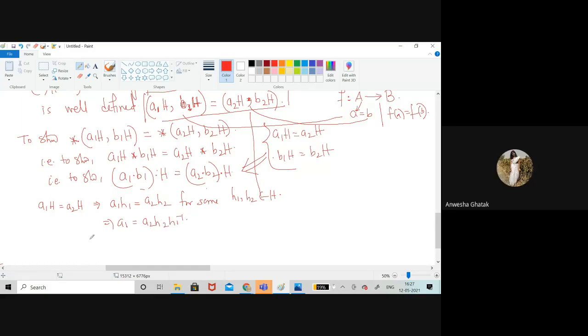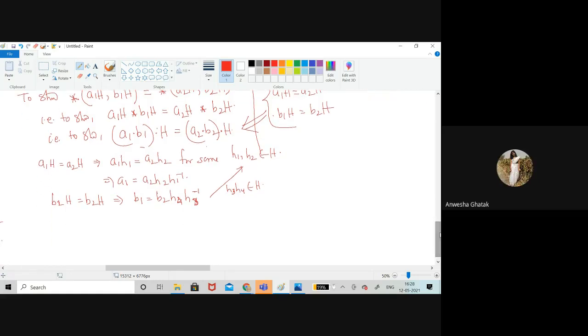And then since B1H equals B2H, similarly we can write B1 equal to B2h4h3 inverse, for some h3, h4 belonging to H. Then if we compose A1 from the left side, so what we need to show, they are same.